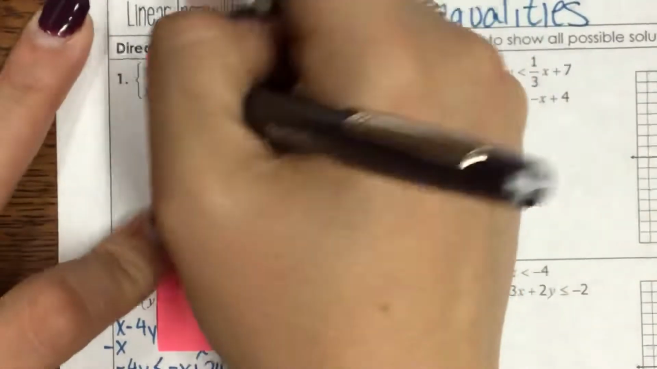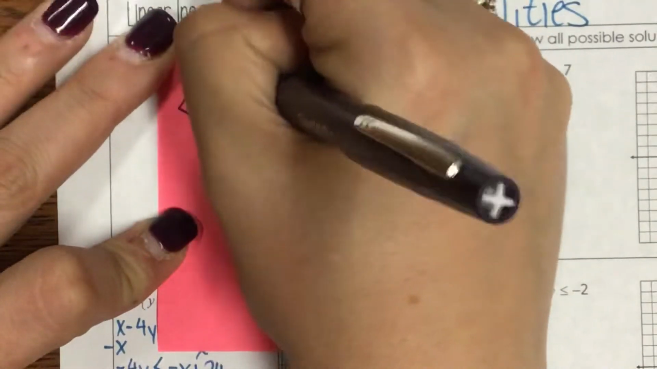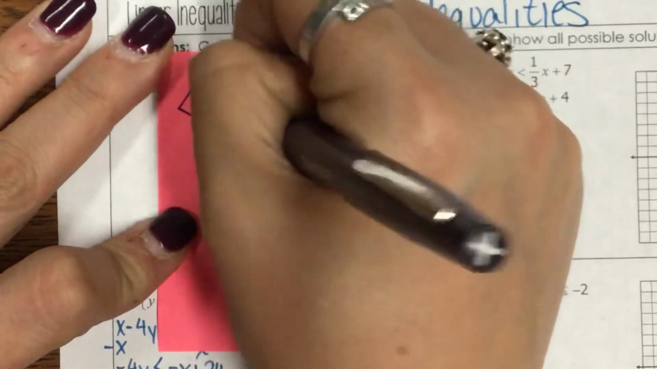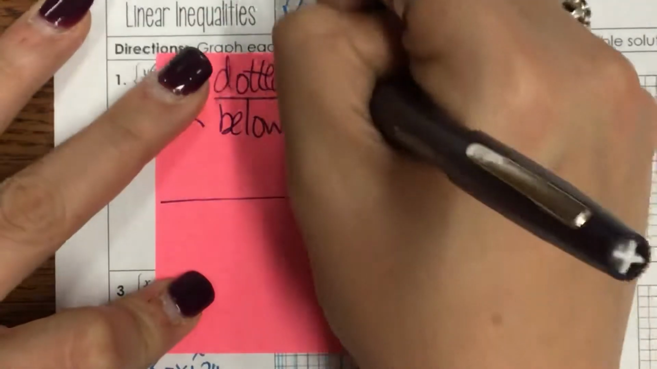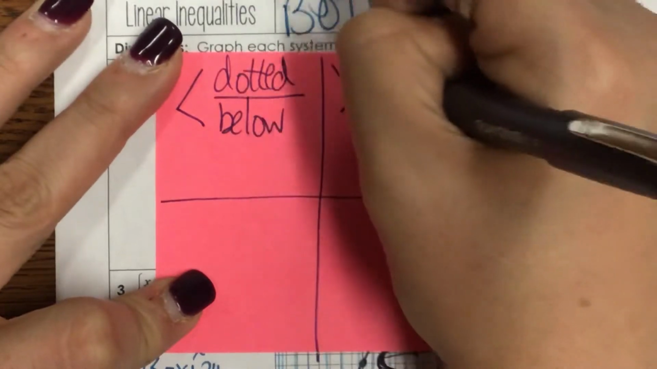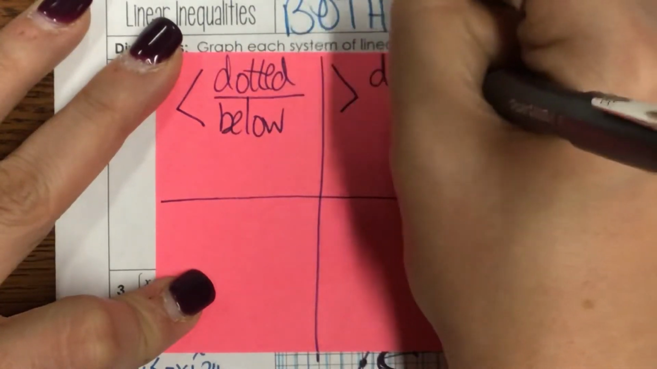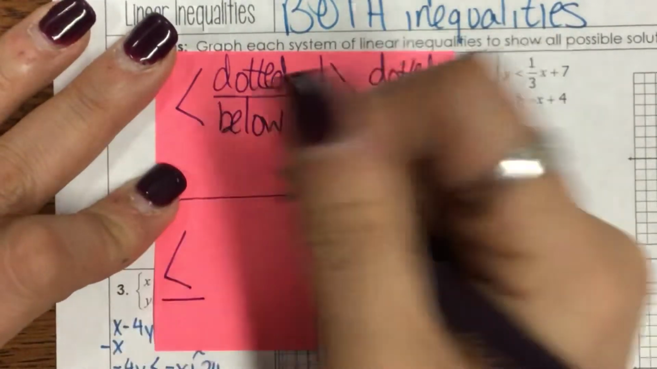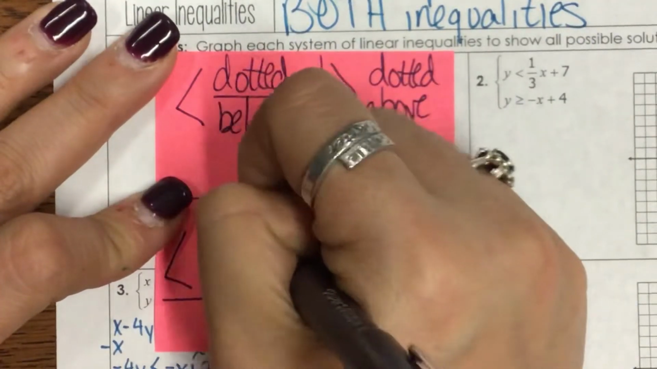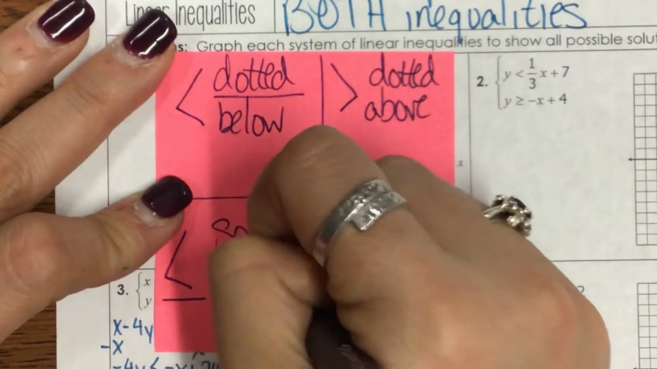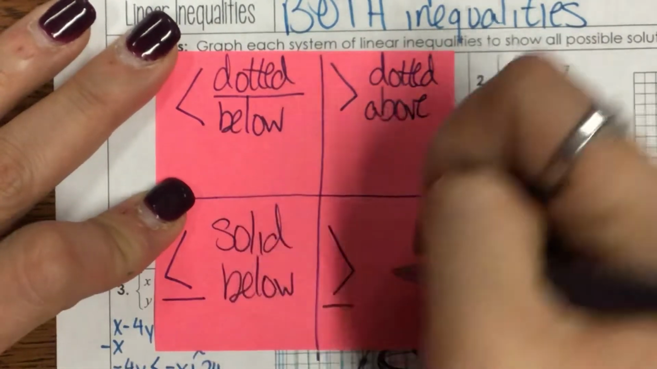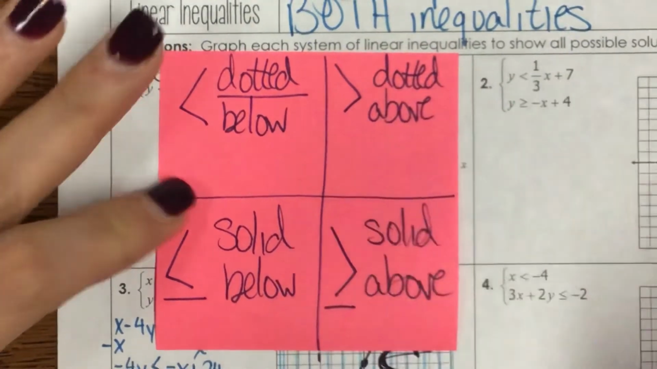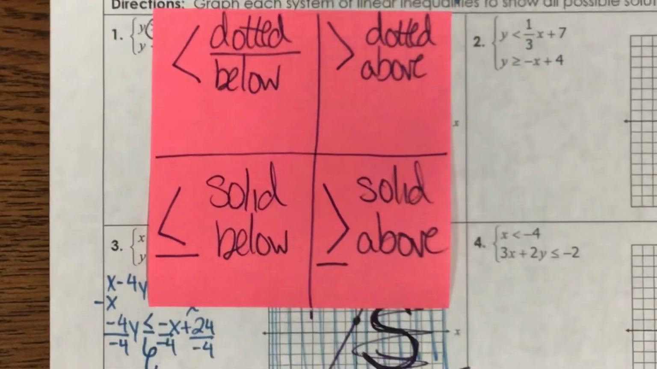I had a cute little cheat sheet for you, but I think I definitely folded it up. So I'll go ahead and give you one right here. Just a reminder, a less than symbol is dotted and gets shaded below. Greater than symbol is dotted and gets shaded above. Less than or equal to is solid and below. Greater than or equal to, solid and above. I'm going to leave you with that. Let's get busy.